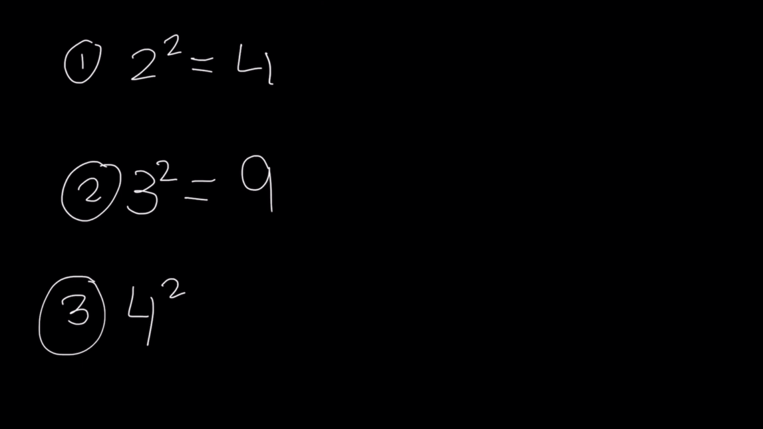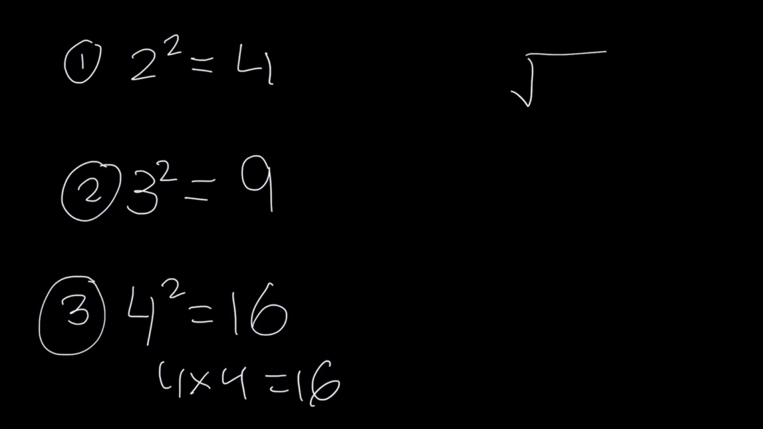Next, the third question says 4 squared. That equals 16 because 4 times 4 equals 16. Now we're going to transition to how to use radicals and apply them. So this is the symbol used for square root.